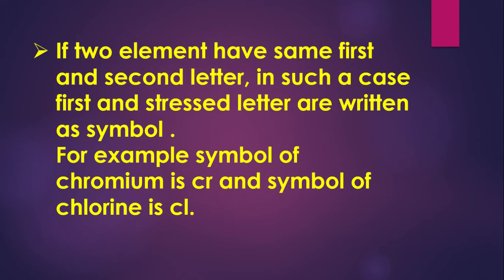If two elements have the same first and second letter, in such a case, the first and third letters are written as symbols. For example, the symbol of chromium is Cr and the symbol of chlorine is Cl. Chromium and chlorine have the same first and second letters. So we use the symbol for chromium Cr, and the symbol for chlorine Cl. The R and L are third letters.